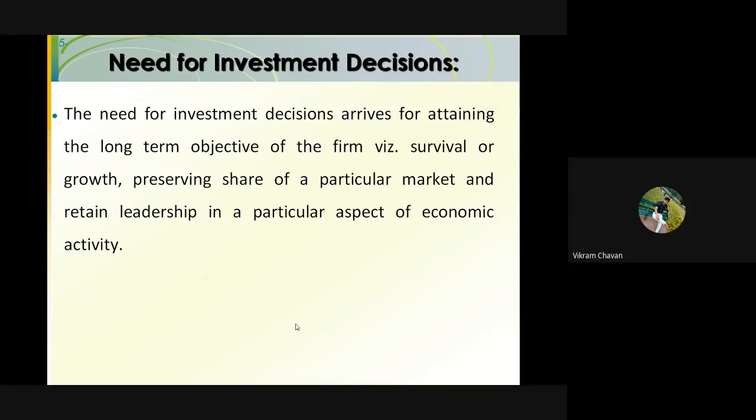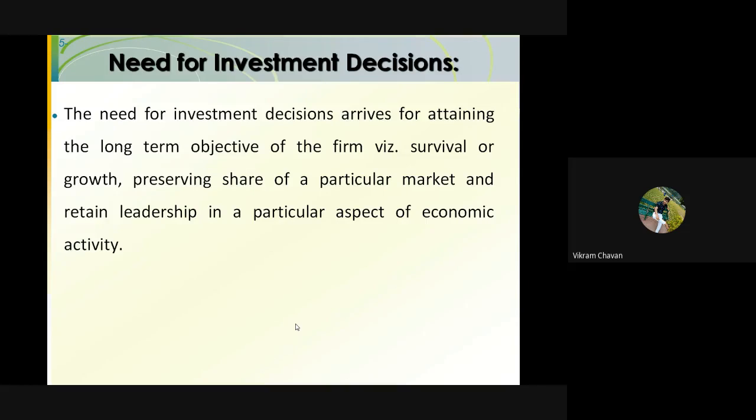And for that purpose they are investing in new technologies. They want to purchase new things, such as land, new machineries, and new technologies, and they want to increase their profit, so that they will achieve the next milestone of their firm, or their desired goals. So this is the need of investment decision.